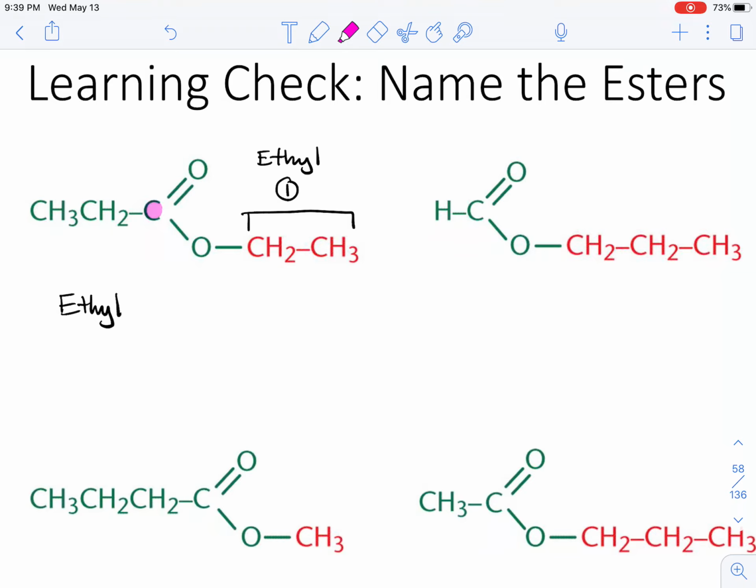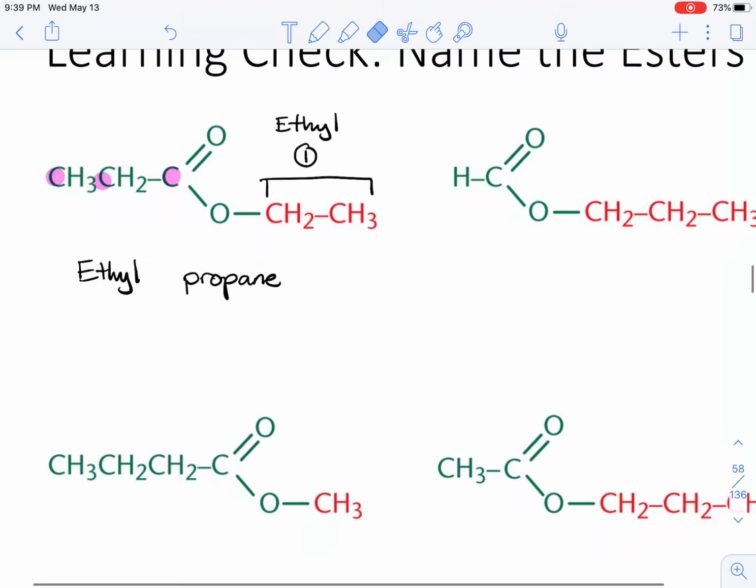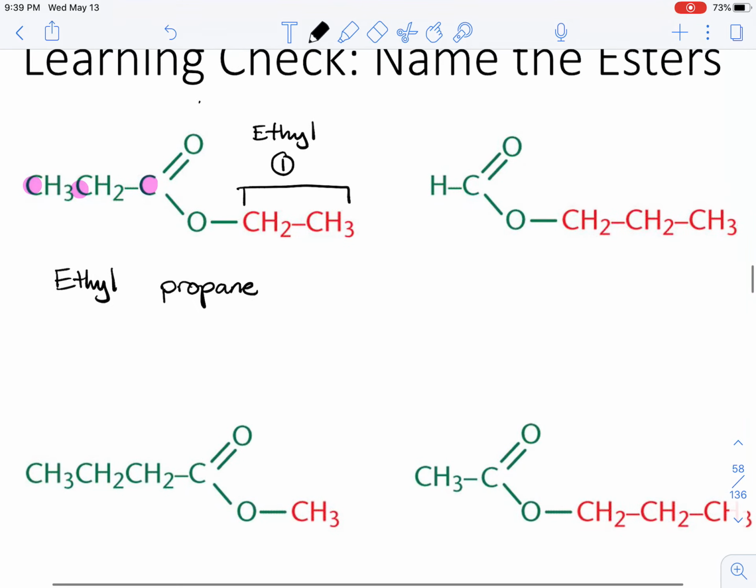Next, we're going to focus on the carboxylic acid portion, which is this whole thing. And I see that I have a 1, 2, 3 carbon compound. So I'm going to put a space after ethyl, and I'm going to say prop. And since everything is a single bond, I'm going to say propane. I don't see any double bonds to the left of this carbonyl group. And so I'm going to cross this out and add -oate at the very end.